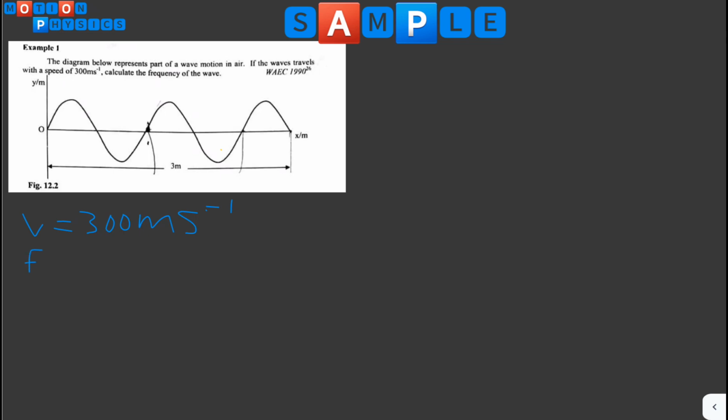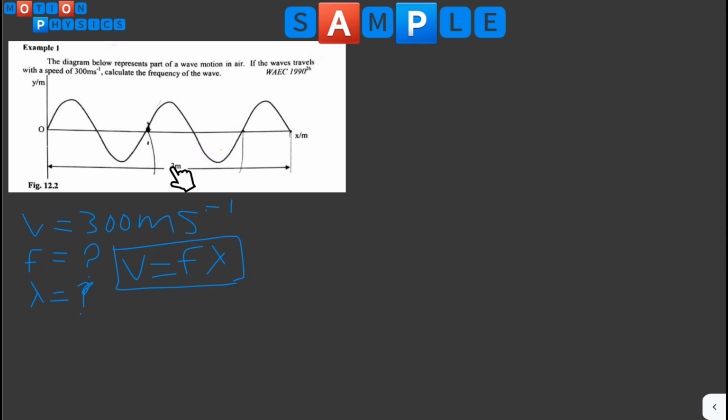We are asked to calculate the frequency of the wave. But we do not have our lambda. And how do we know that we don't have lambda? This is because the formula given to you in the formula sheet is V equals F lambda, right? So this is the formula to use, V equals F lambda. But in this case, they didn't give us a lambda. Now we need to sort that out by ourselves.